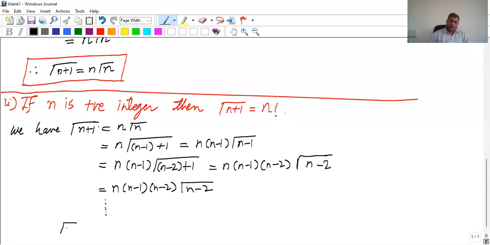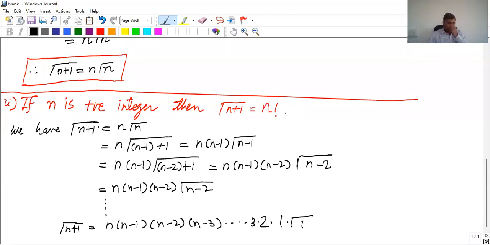So if we proceed this way, then we'll get gamma of n plus 1 is equal to n into n minus 1 into n minus 2 into n minus 3 and so on. As this n is going to be a positive integer, somewhere it will become like this: 3 into 2 into 1 into gamma of 1. Are you getting this term?